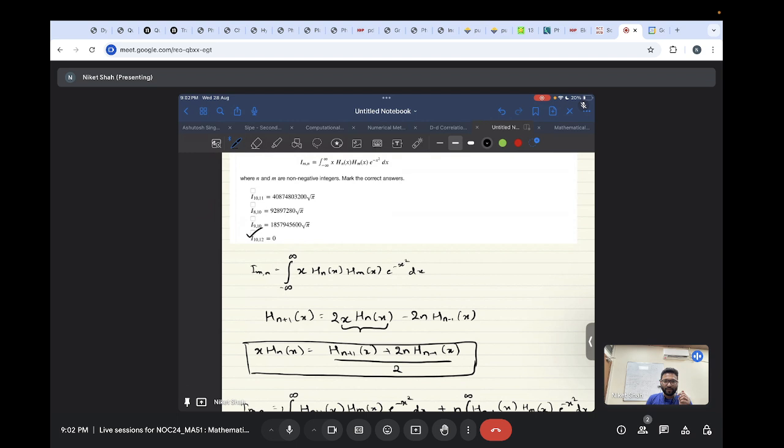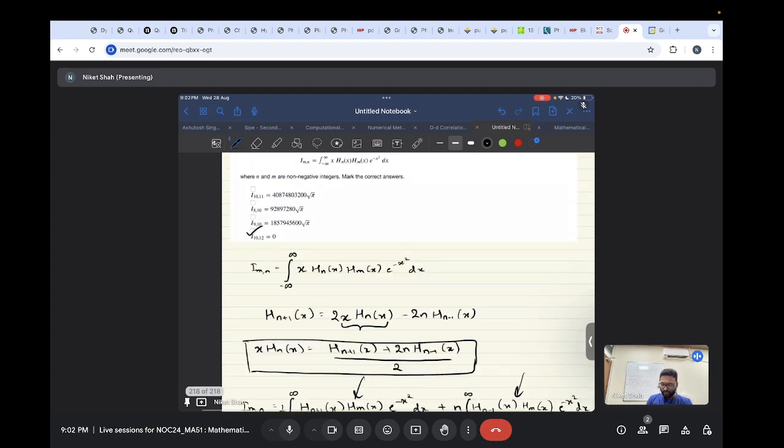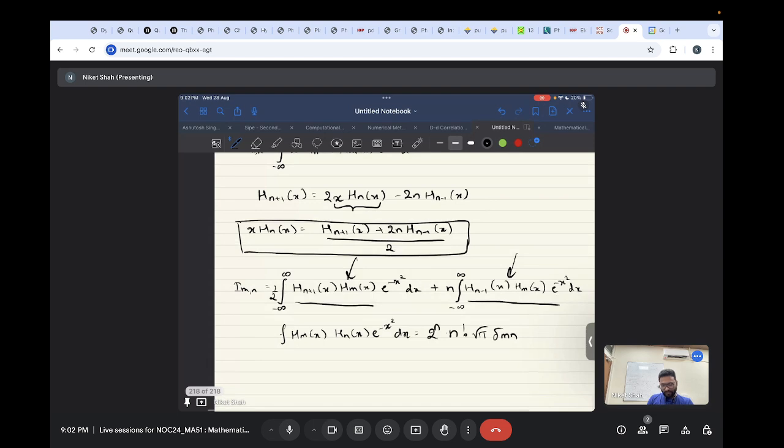M is 10, N is 12. The difference is 2, not 1. Because the difference is 2, either of these relations, this and this, both will give 0. That's why (10, 12) is off the bat 0. (8, 10) is also 0. But they have given some value, so this is an incorrect option. So there are two options right here you can check out. The other options, you can directly use this expression and get the answer.